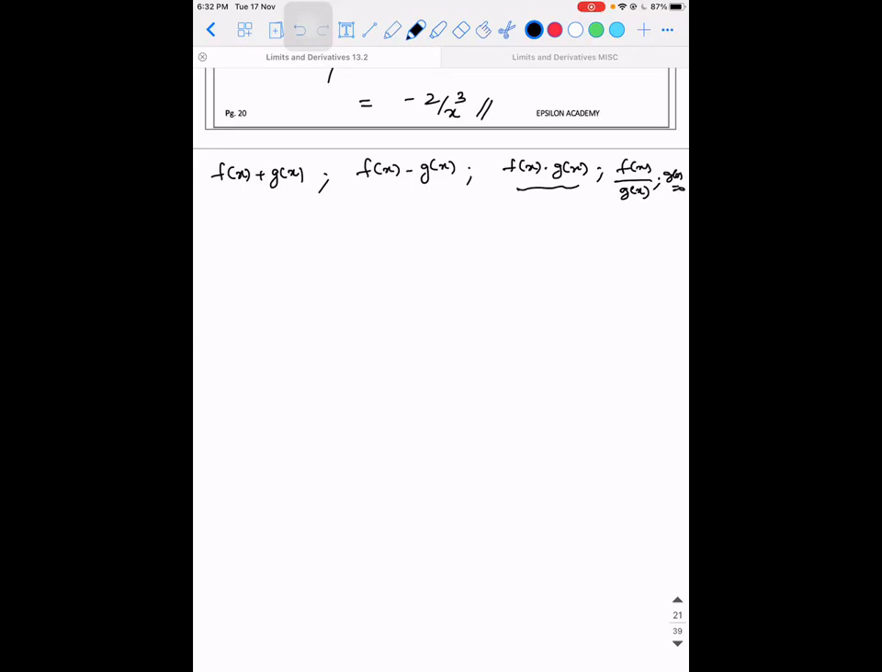So what is the name of differentiating a product? It's called a product rule. Similarly, differentiating a division is called a quotient rule. Now comes another rule, which is called chain rule. Okay. So chain rule is applicable for functions like this: f of g of x.